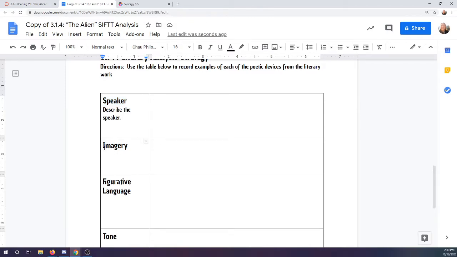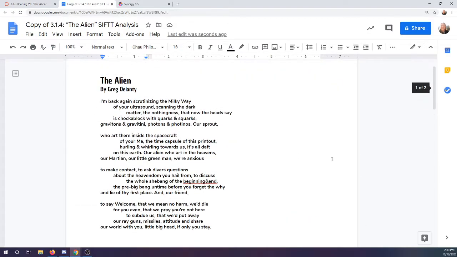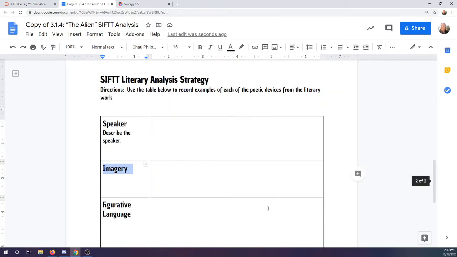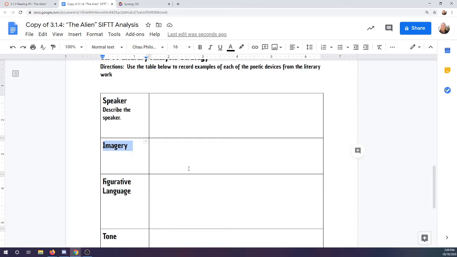In the next box, you're going to outline the imagery. So where in the poem does our writer paint a picture in our mind, has us using our senses to make sense of what's going on in the time and place? You're looking for examples where the poet shows you something with their words. And you can write down the example and explain it to me in this box right here.